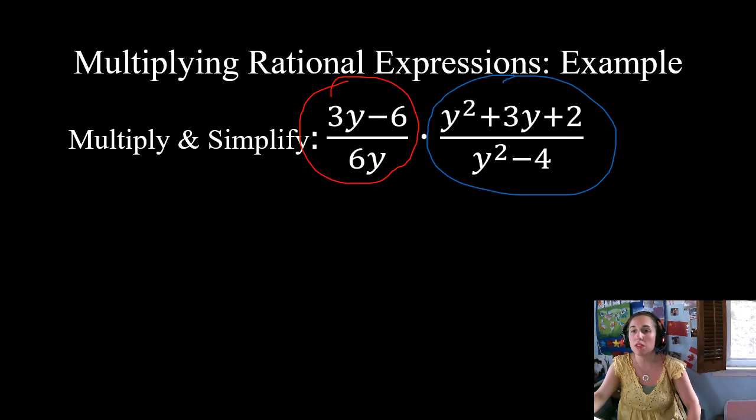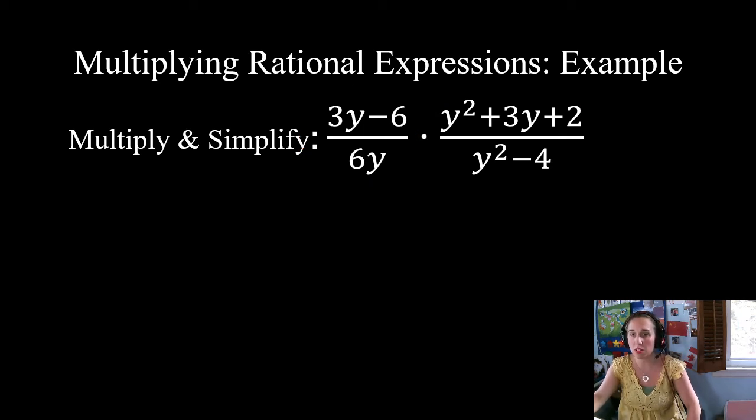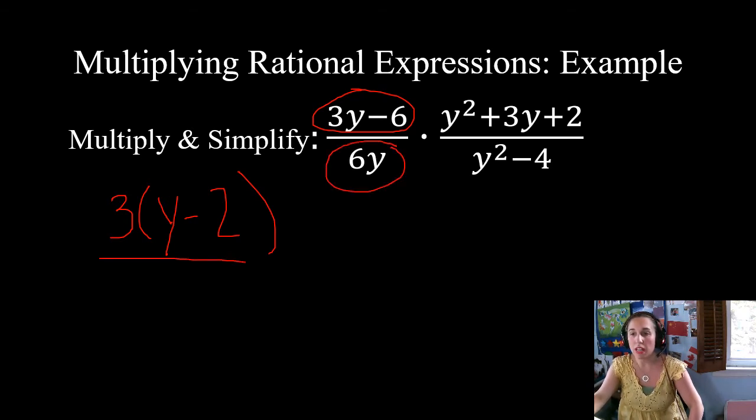The first thing we're going to do is factor the numerators and denominators. So let's start with this numerator, 3y minus 6. Pause the video, factor it. You're just basically pulling out a GCF for that one. So that factors as 3 times y minus 2. Okay. Now let's factor the denominator. Okay. 6 is not fully factored. So if I want to factor 6, I want to get all the prime factors out. So that's 2 times 3. So that leaves us with 2 times 3 times y.